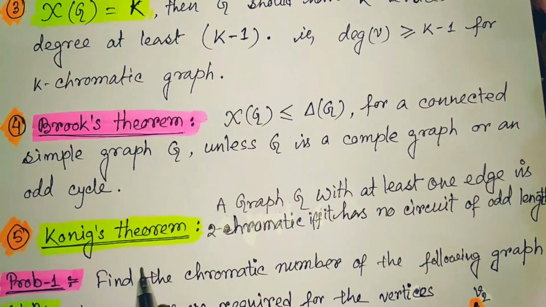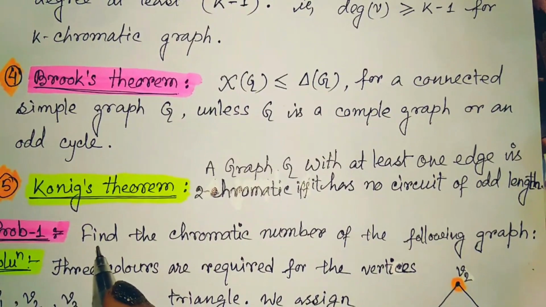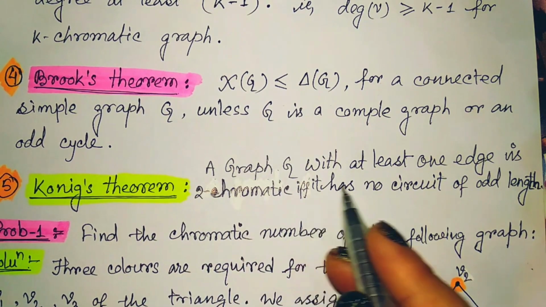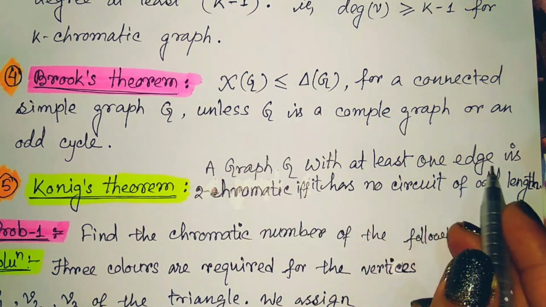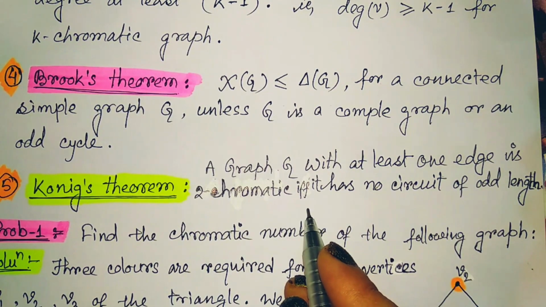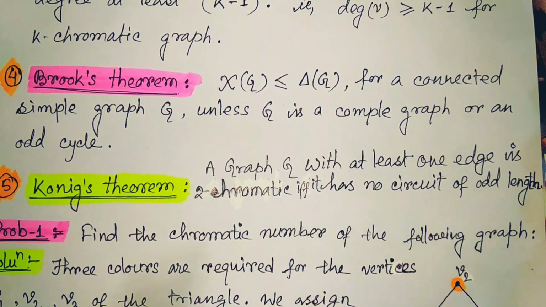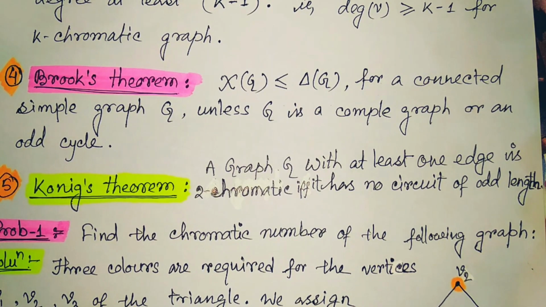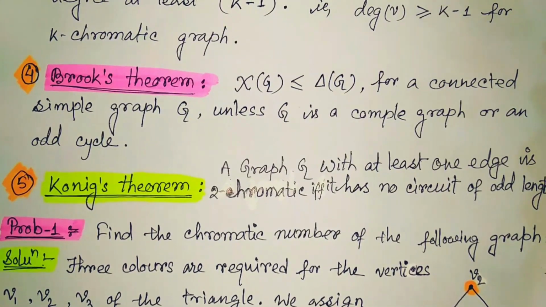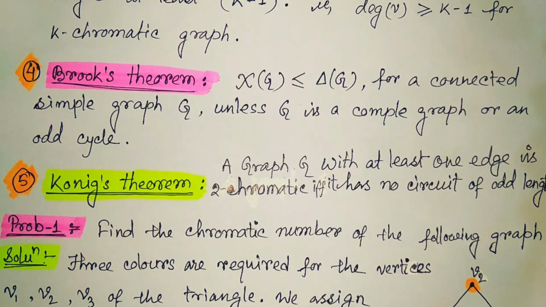Next is Koenig's theorem. Koenig's theorem states that a graph G with at least one edge is 2-chromatic if and only if it has no circuit of odd length. So these are the theorems which we should know before solving problems on chromatic number.